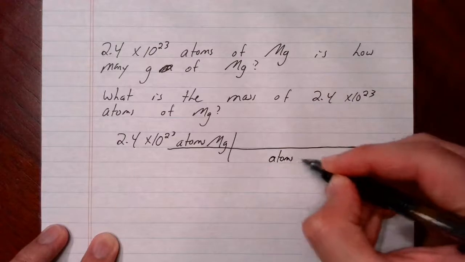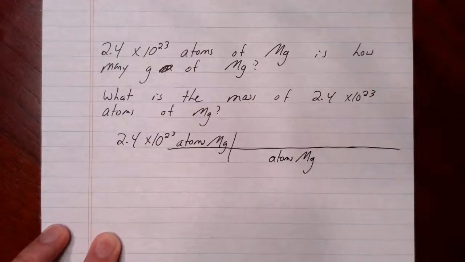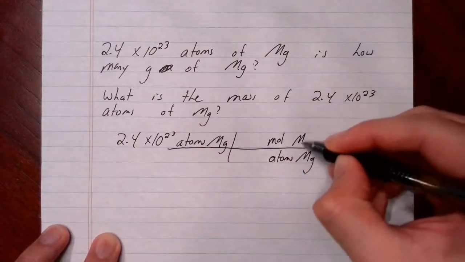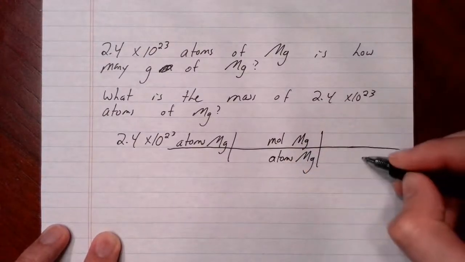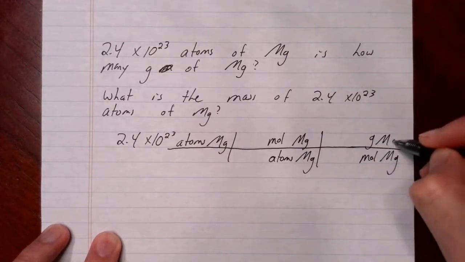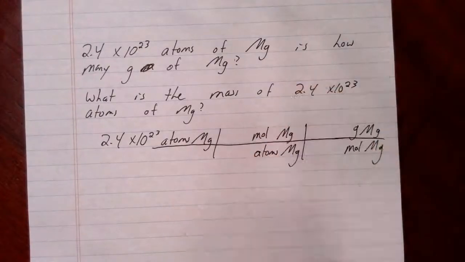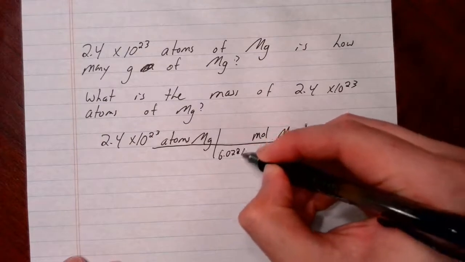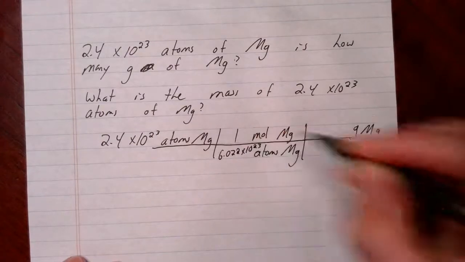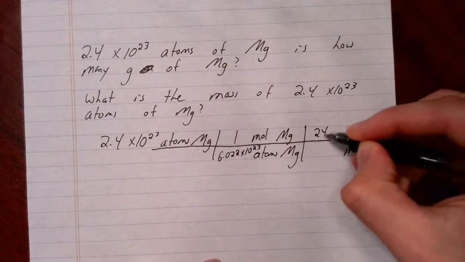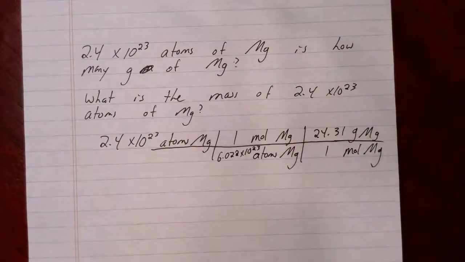So atoms, Mg. I can't go straight from atoms to grams, but I can go from atoms to moles. So I can go to moles of Mg. I drop those units down here: moles of Mg. And then on top I will have grams of Mg. So do I have conversion factors for all these? Hopefully yes, I do. There are 6.022 times 10 to the 23rd atoms in 1 mole. Then for magnesium, I look at the periodic table, I see the molar mass is 24.31, so there are 24.31 grams in 1 mole of magnesium.